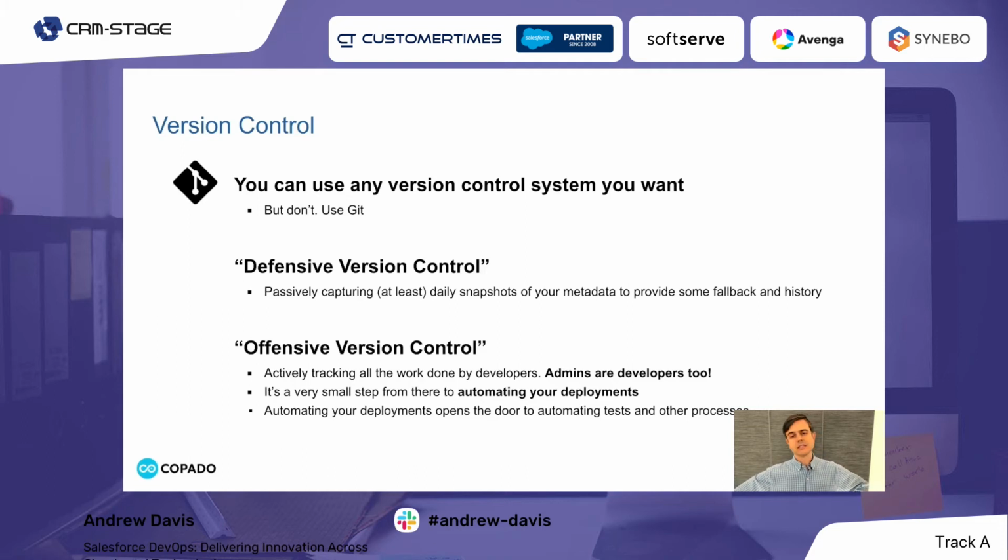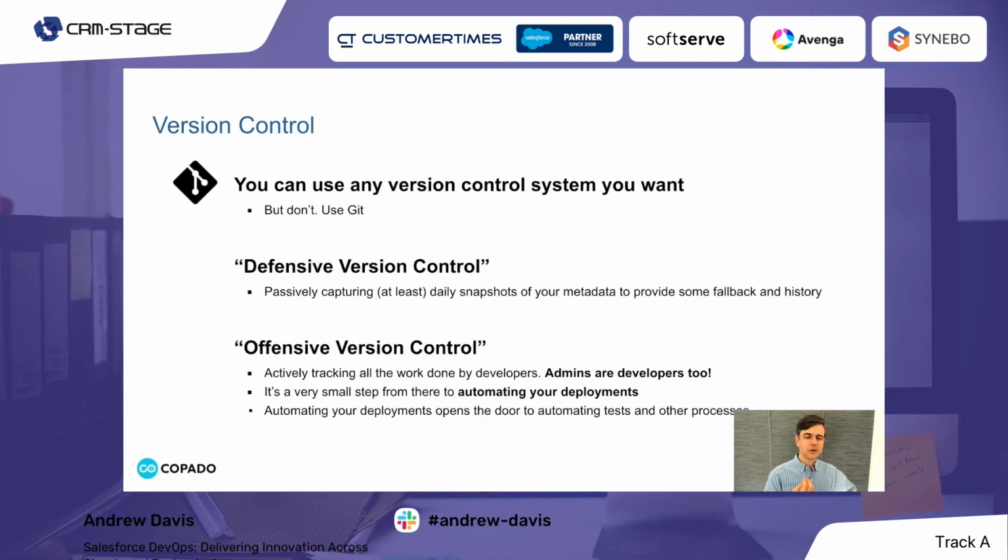If you're wondering how to get started in version control, this slide is just giving some thoughts on the benefit of defensive version control versus offensive version control. This is a term that I learned early on. Defensive version control is a very simple, passive way of just capturing snapshots of the metadata. So having a way to capture snapshots means that you at least have some fallback. It's like a safety net.